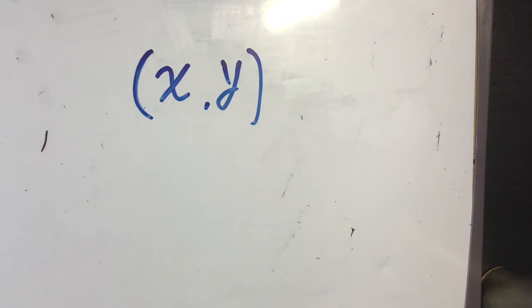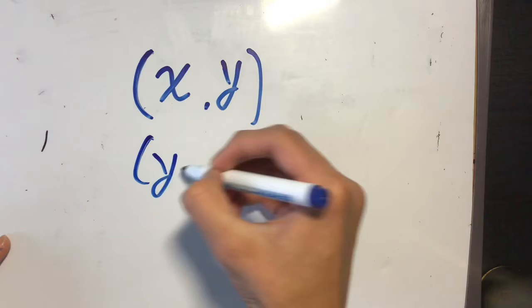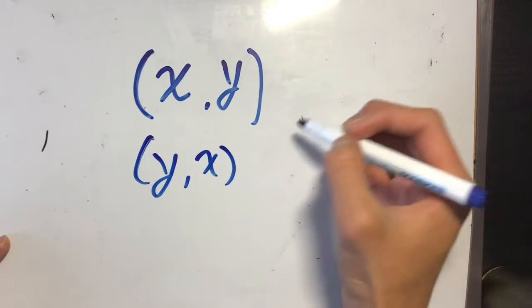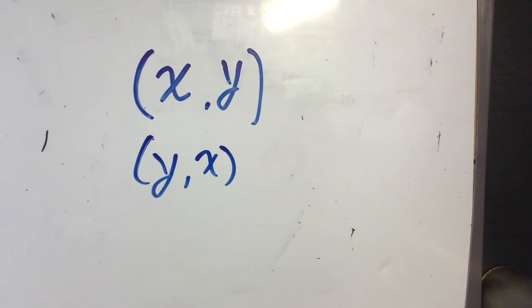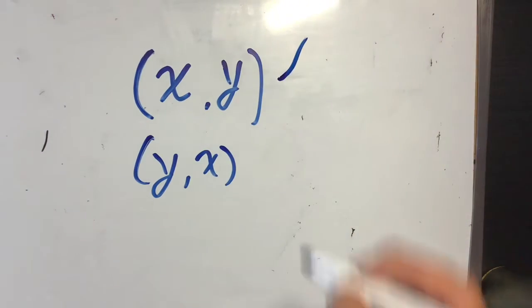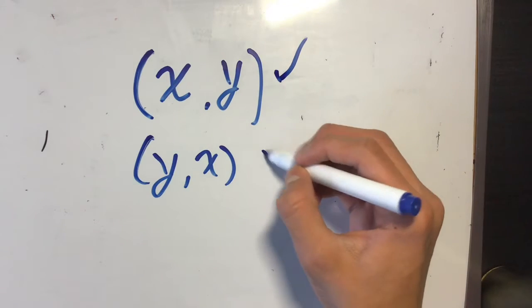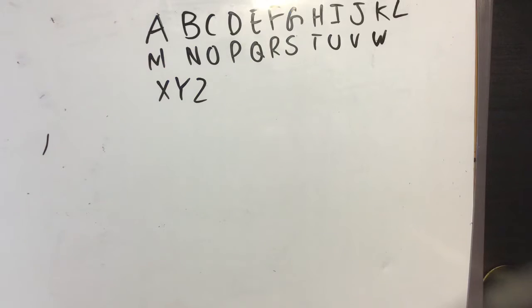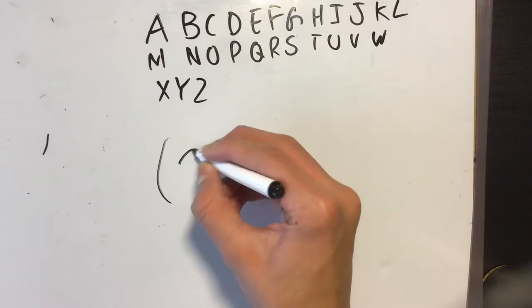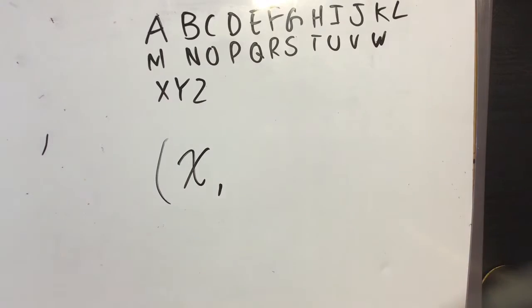Now you may be wondering, why does x go first? Why can't y go first? Well, it's kind of a universal rule for mathematicians. X always has to go first. So the first one's right. Second one is wrong. An easier way to understand this is in the alphabet, x always comes first. Hence, x being first on a coordinate, and y comes second.